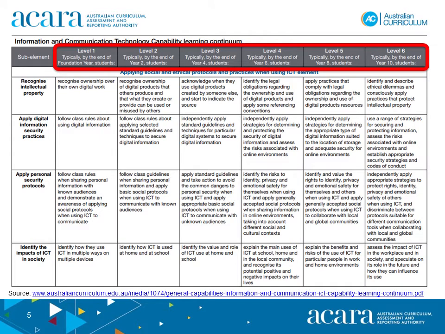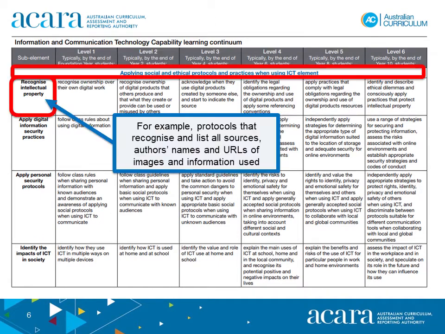The key ideas for ICT capability are organised into 5 interrelated elements in the learning continuum. You'll see these elements in more detail in the following slides. The continuum is banded or levelled so that students can typically demonstrate their understanding by the end of 1 year, in the case of foundation, and then at 2-year junctures through to year 10. The first of the 5 elements is applying social and ethical protocols and practices when using ICT.